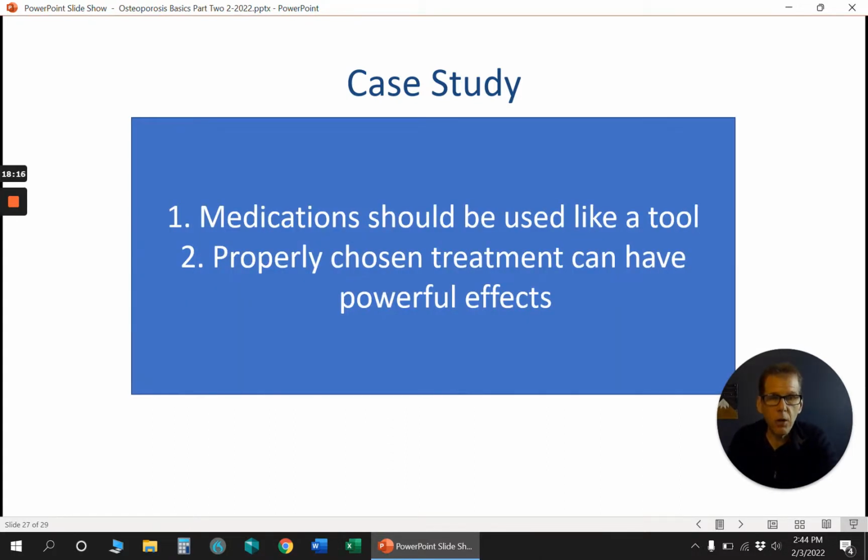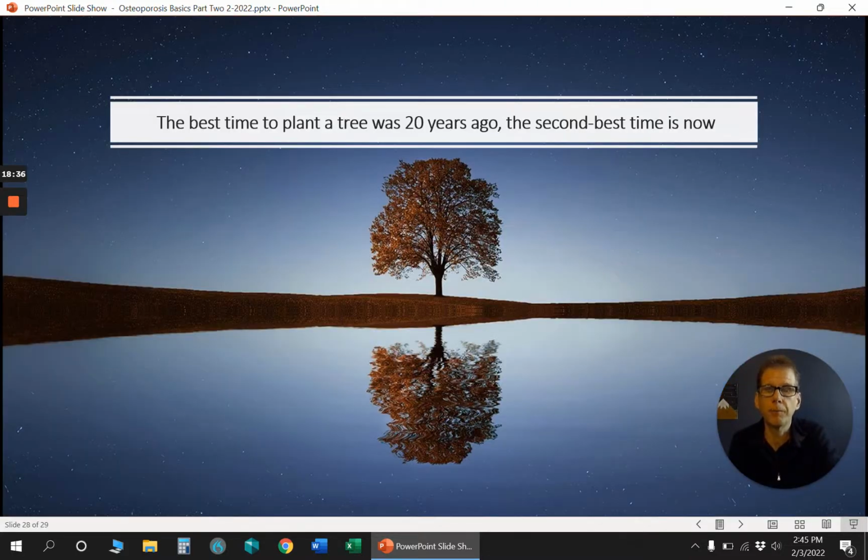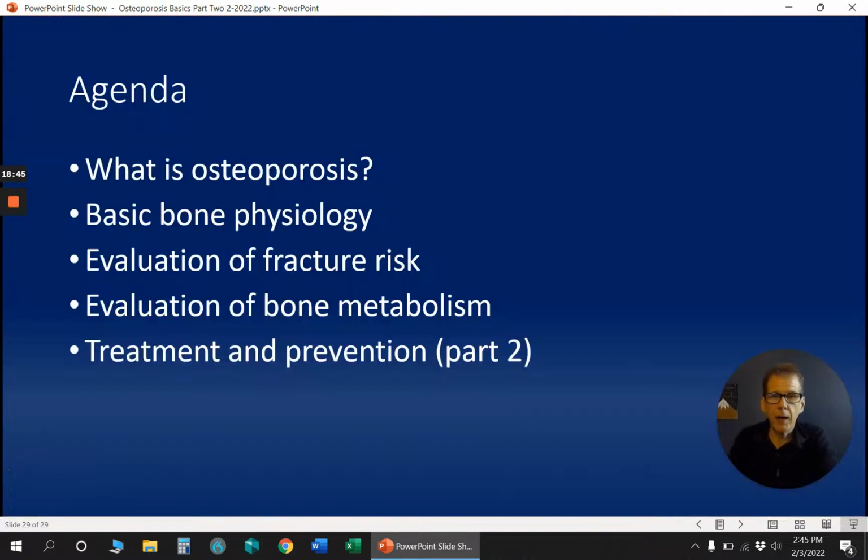And for her, I think this really teaches us that medications should be used like a tool. We don't want to throw osteoporosis medications around willy-nilly. There were lots of people back in the 90s and 2000s who were treated with bone medicines who really didn't need to start treatment. But properly chosen treatment can have powerful effects, powerful benefits. So when we think about osteoporosis, I like this expression: the best time to plant a tree was 20 years ago. The second best time is now.